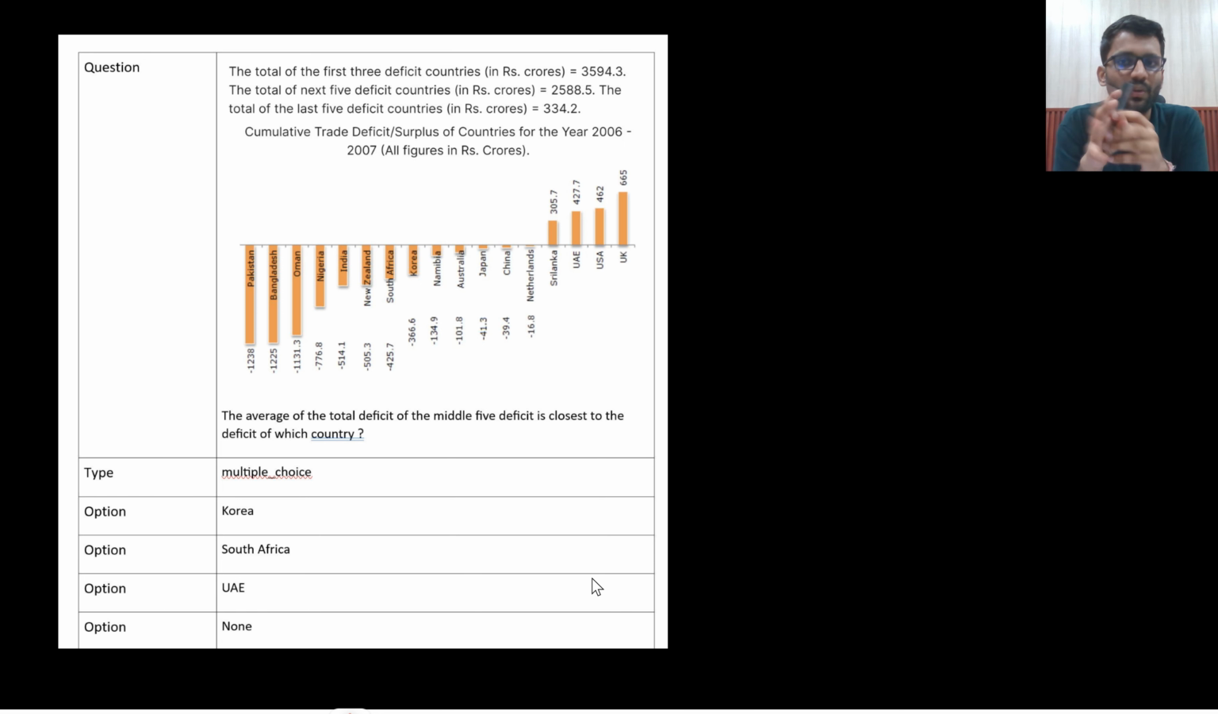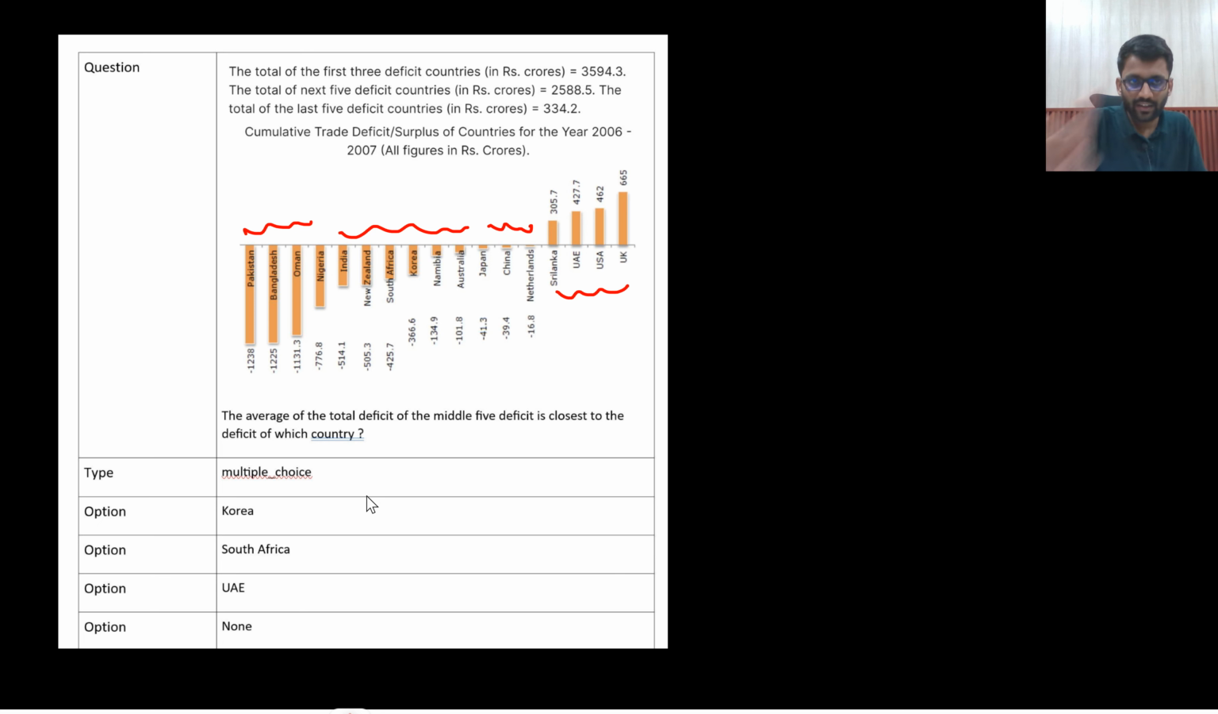Okay, so what they are saying: the total of the first 3 deficit countries is this much crore. They are in deficit, they are in deficit, and they are in surplus. So they are talking about deficit only. 5 deficit countries, then the last 5 deficit countries, and this is the data given.